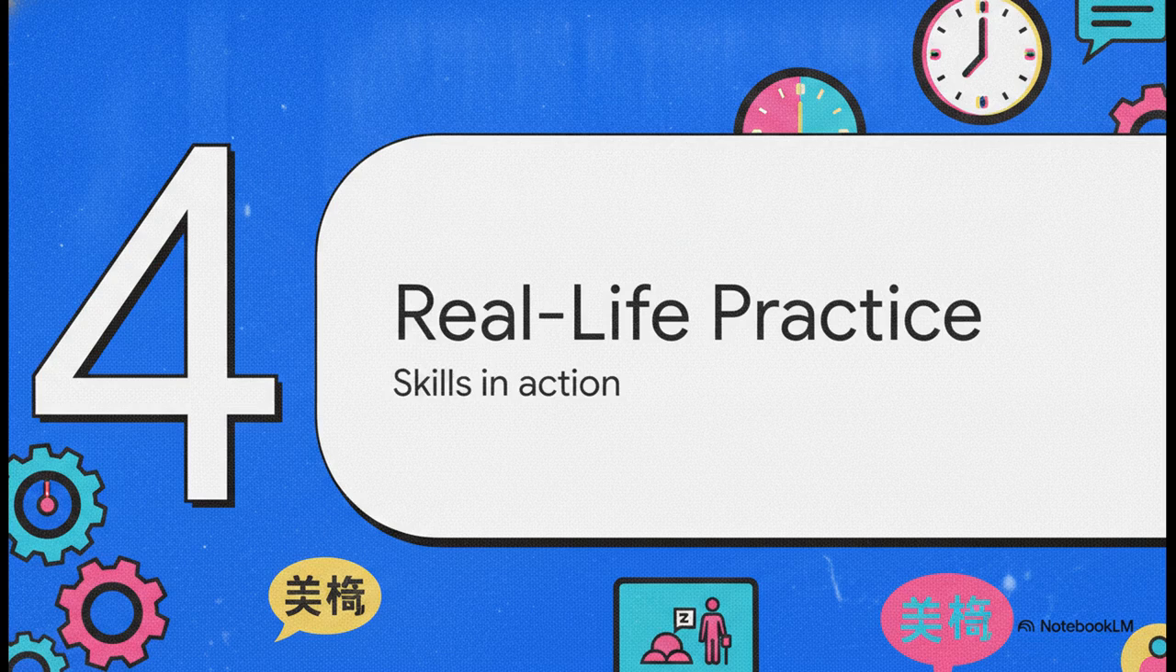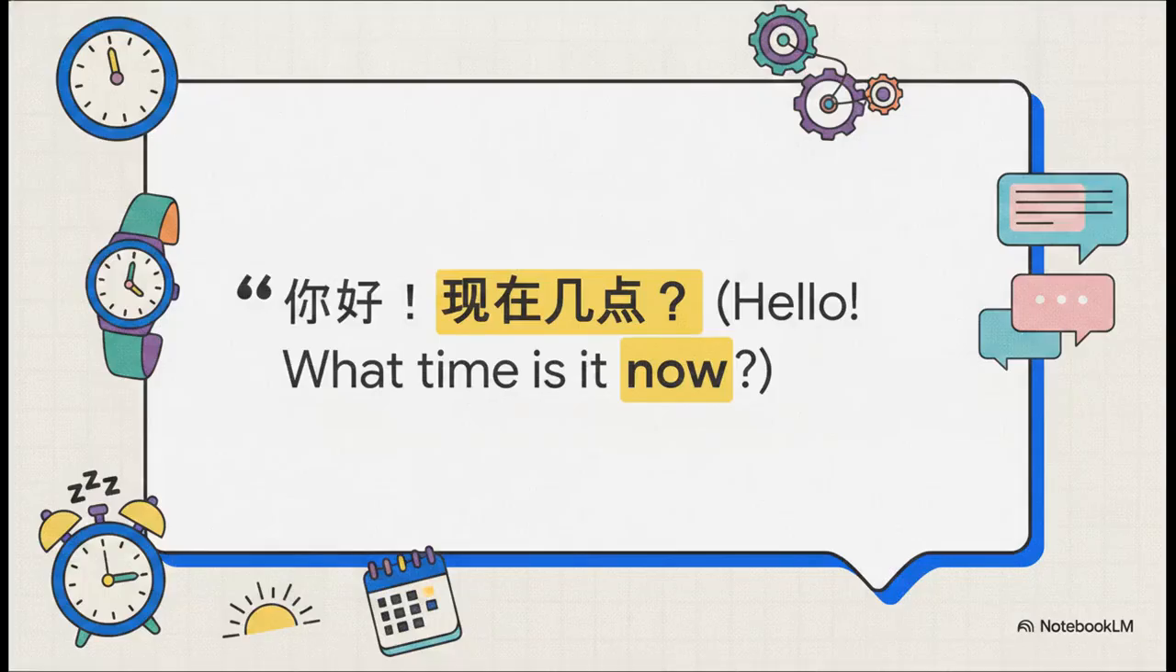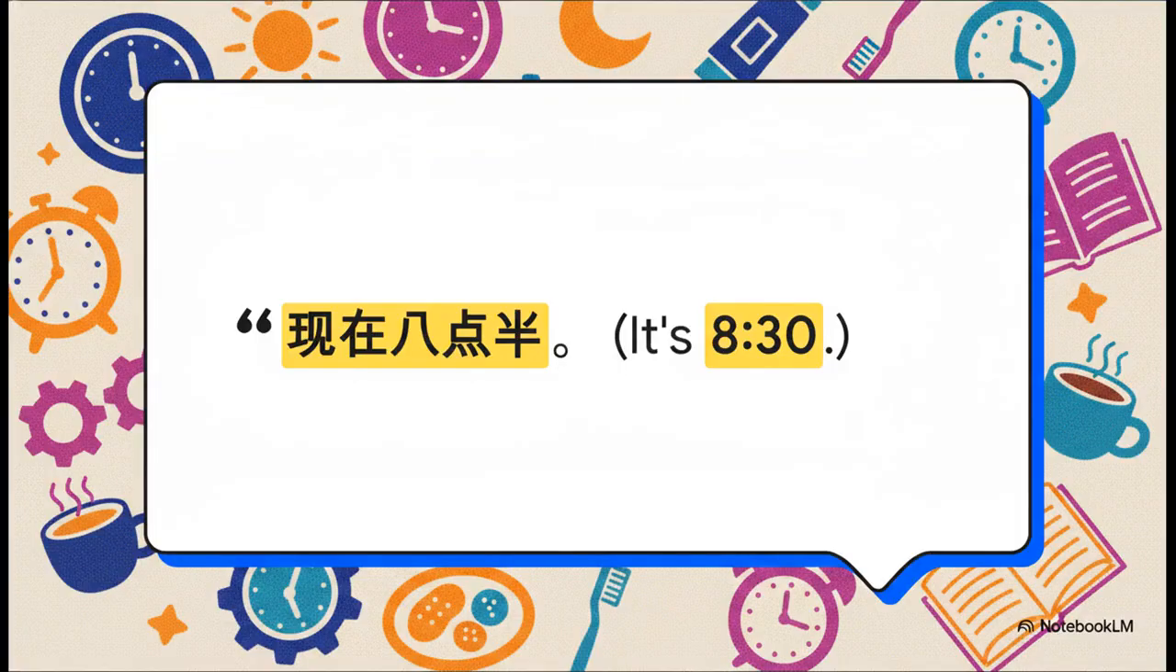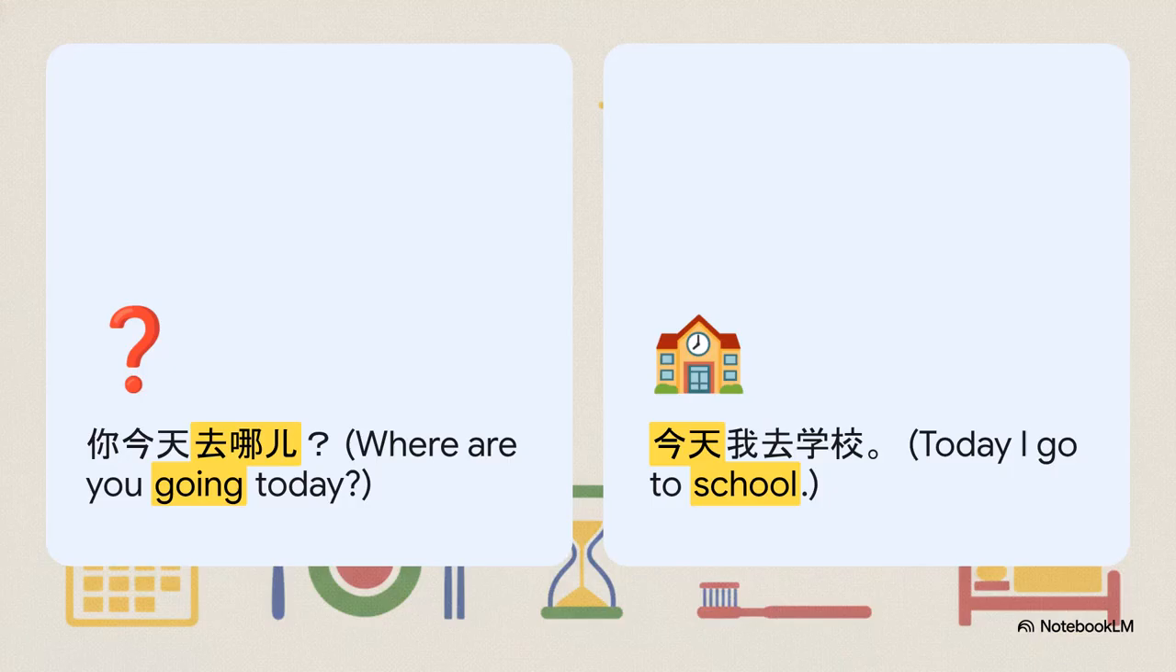Let's put everything we've learned to the test and see how it builds into a fully functional machine. 你好，现在几点? Hello, what time is it now? Or, literally translated, now how many o'clock? And person B seamlessly replies that it's 8:30 using the exact modular structure we just learned. 现在8点半. Now 8 o'clock, half. Boom. Easy.